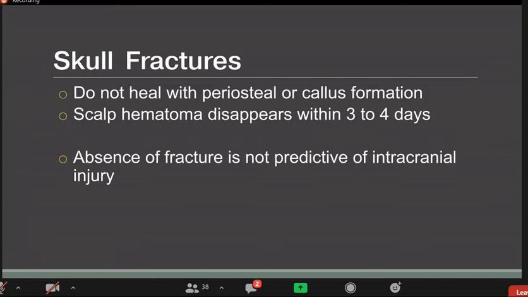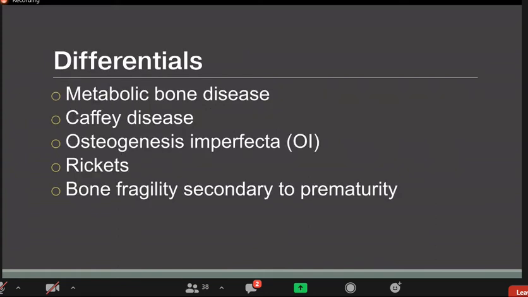Absence of fractures is also not predictive of intracranial injury, since you could have coup or contra-coup injuries without actual skull fracture. So the absence of skull fracture should not cause us to rule out brain parenchymal injuries. So cross-sectional brain imaging can still be done for those patients.